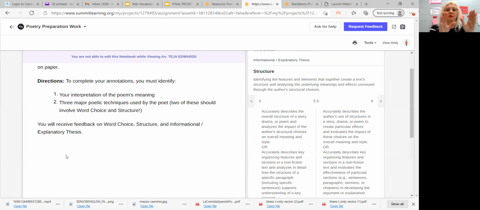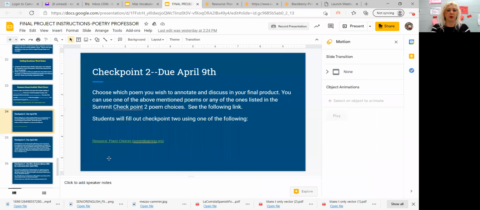So you must give me the poem, highlight it up, and give me three, I guess, figurative language tools that you see used in the poem. That is checkpoint two, request for feedback. Choose your poem, get it written on here, highlighted, annotated, and then give requests for feedback. Find some figurative language that's being used in there. Okay, that's checkpoint two, due April 9th.